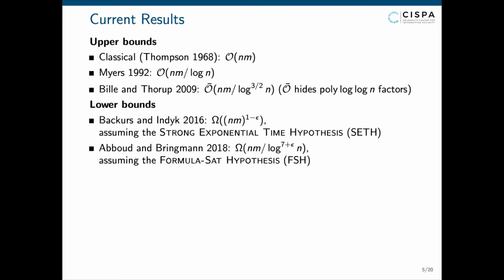Then by Abboud and Bringmann, there was another lower bound shown, ruling out log factor improvements, so one cannot shave more than 7 log factors from this quadratic running time using the so-called formula SAT hypothesis. And the consequence of this I'm going to explain later.